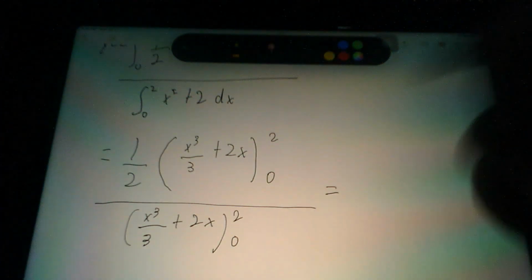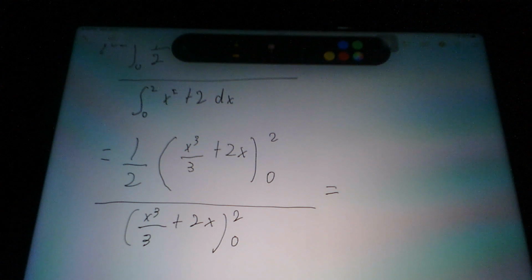Now for our answer, let's calculate this in my calculator. 1/2 times 2 raised to 3 over 3 plus 2 times 2, over x cubed, say 2 cubed over 3 plus 2 times 2.